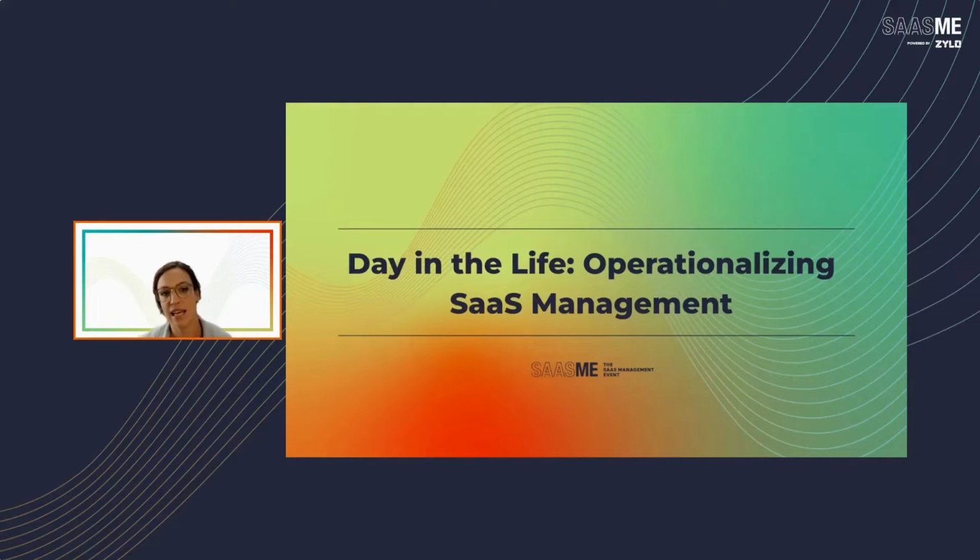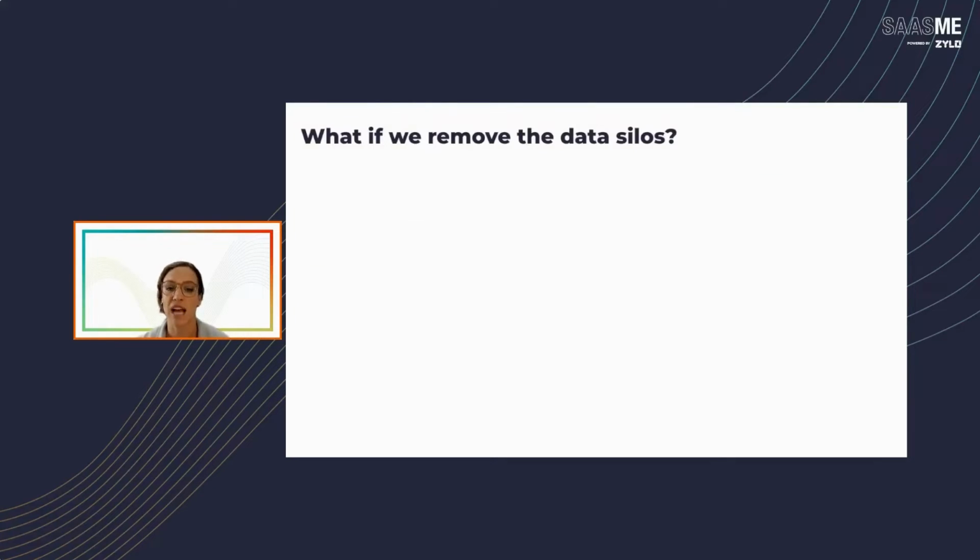So with the idea that there is a path forward to operationalize SaaS management, let's talk about what that could look like. First, we've got to think about removing those data silos. Instead of a user going straight to purchase, whether through an AP solution or expense solution, what if they had a catalog like Zylo App Catalog to look at the applications that exist in their organization first?